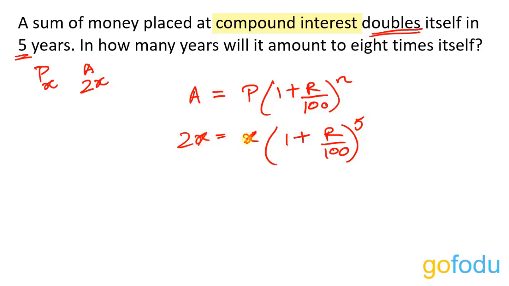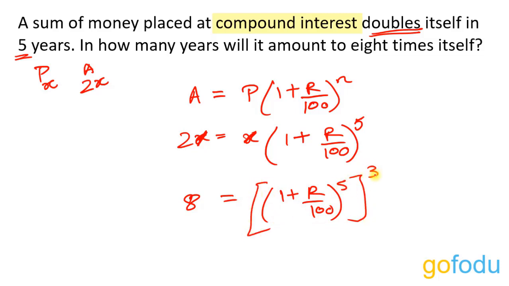x and x will get cancelled. Now here it becomes 2 times. The money becomes 2 times. To make it 8 times, we will have to cube both left hand side as well as right hand side. To make this 2, 8, we will have to cube it. So it will become 8 is equal to 1 plus r upon 100 whole raised to 5 whole cube. Property of exponents. These powers will be multiplied. 5 3s are 15. This becomes 1 plus r upon 100 whole raised to 15.